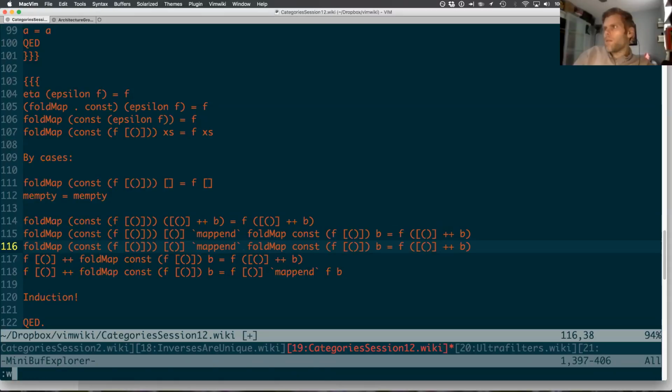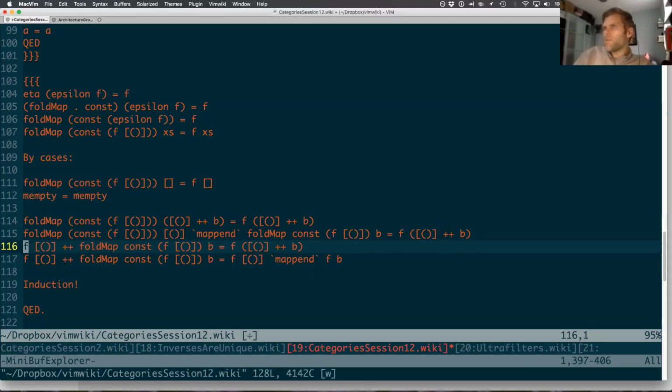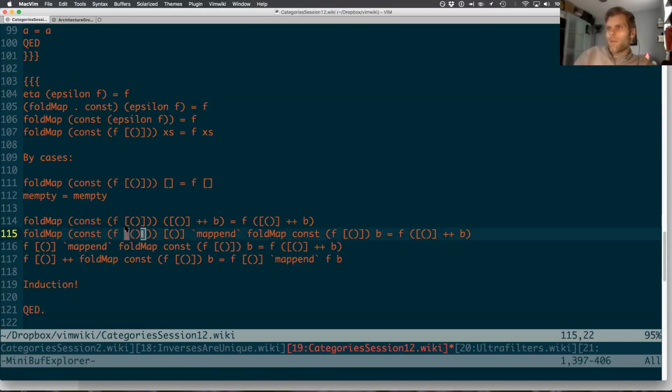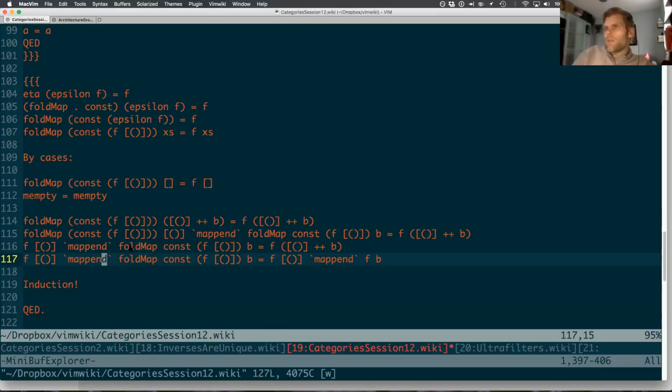Mappend. Why do I have this twice? Don't know. Anyway, so folding const of f of unit over the single element lists, well, that's just f of 1, right? So it's going to be whatever this const thing is. So fold map const of a over the single element list is just f of a. And then that's composed, m appended with the fold of the rest of the list. And that should be the same as f of this composite list.